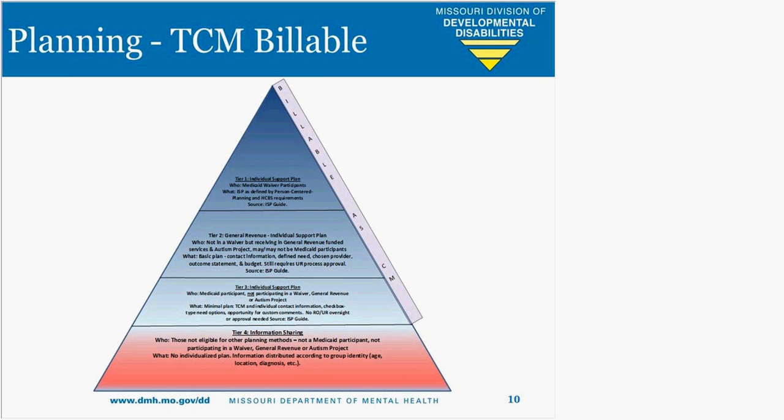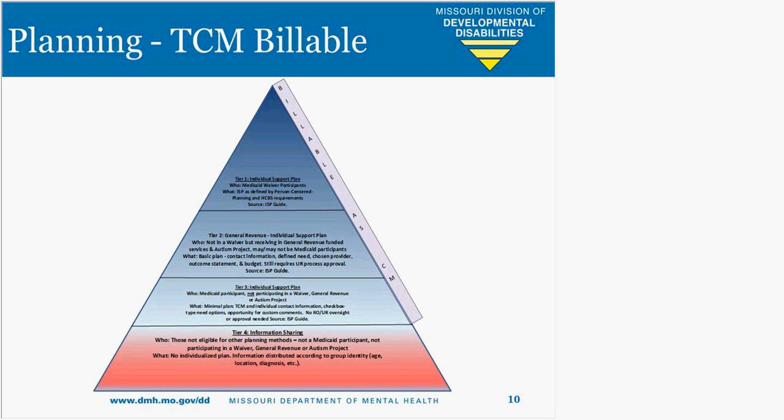Where management is not billable would be those that we are calling Tier 4, the individuals who are not eligible for any paid service, and they're Medicaid participants. There's no individual plan associated with that, and again, the information that they will get will be distributed according to the group identity.